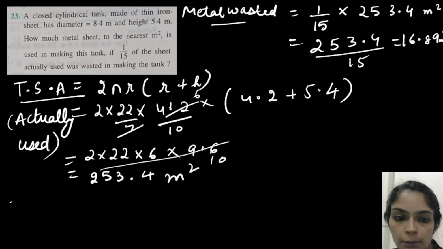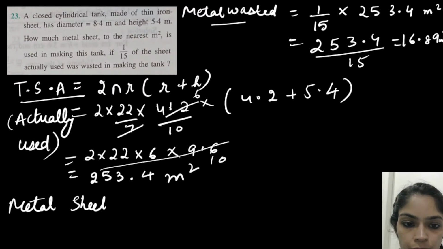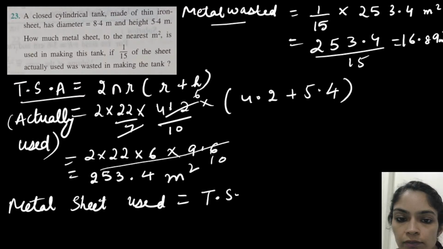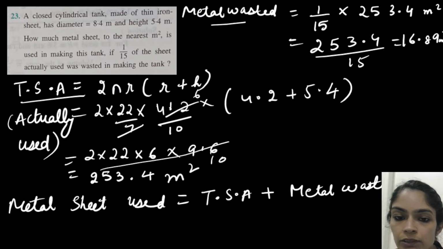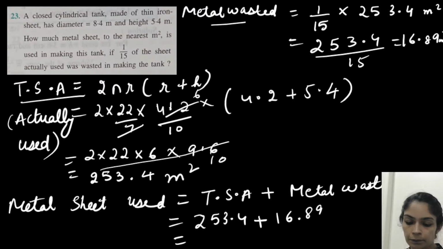So then total metal, like a closed cylindrical tank. So metal sheet used is equal to this total surface area plus metal wasted. Metal sheet actually used, metal sheet wasted. So that means it is 253.4 plus 16.89. So add it and tell me what is the answer we will get.